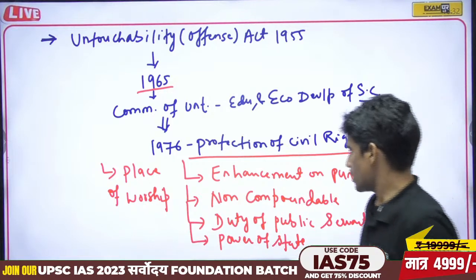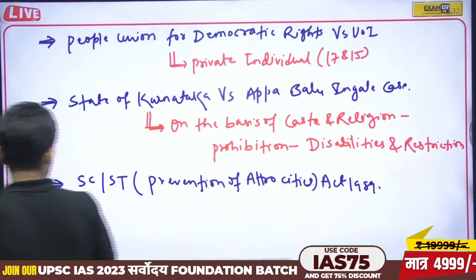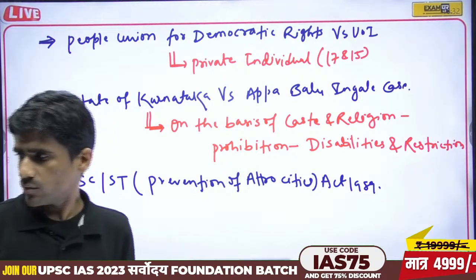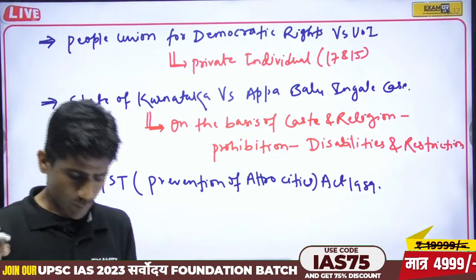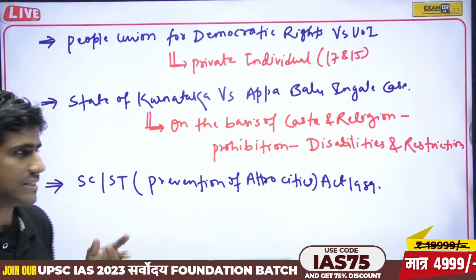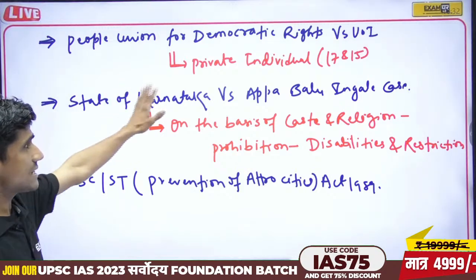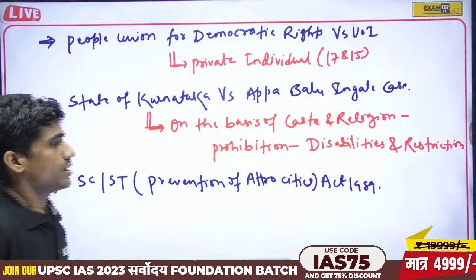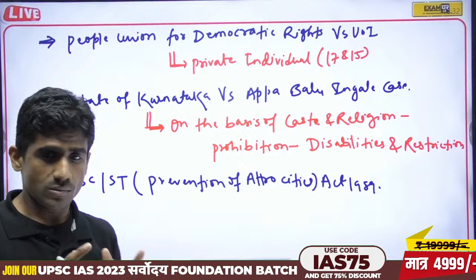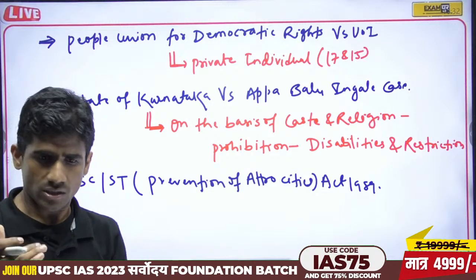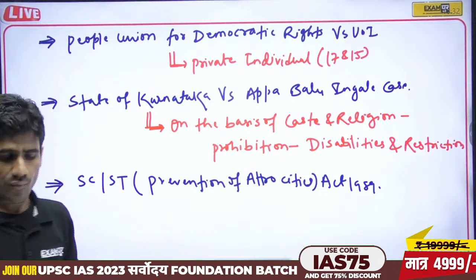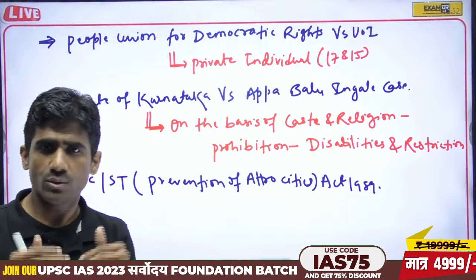Next, we have discussed some judgments. You have already heard about Article 17, which is basically against the state. But after the judgment in the People's Union for Democratic Rights versus Union of India case, there are some modifications. Article 17, which was only against the state, after this judgment will be against private individuals as well.